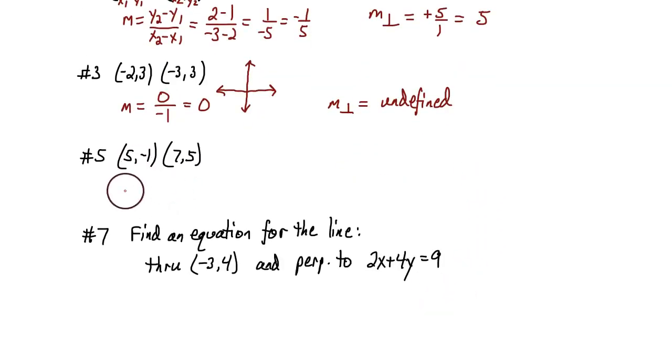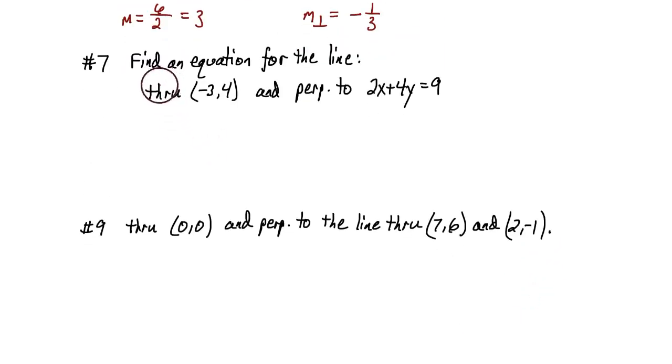Number 5, let's first find the slope of a line through these dots. From negative 1 to 5 is a change of 6 units. From 5 to 7 is a change of 2 units. This reduces to 3. Okay, if this line has a slope of 3, what would be the slope of a perpendicular line? Let's do the negative reciprocal of 3. So the negative of a positive number makes negative, and the reciprocal of a 3 makes 1/3.